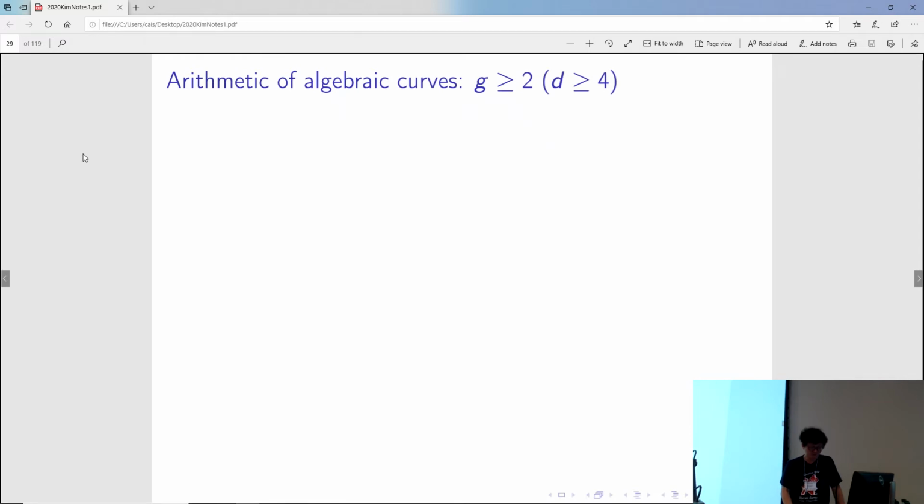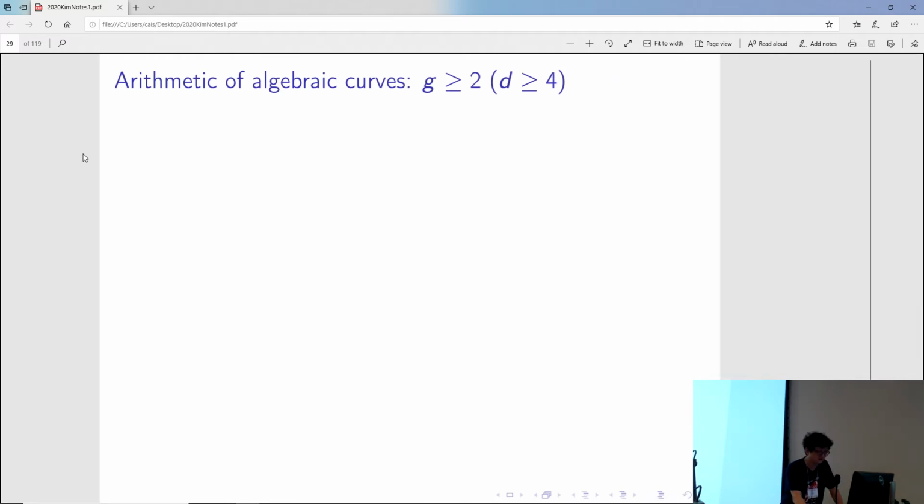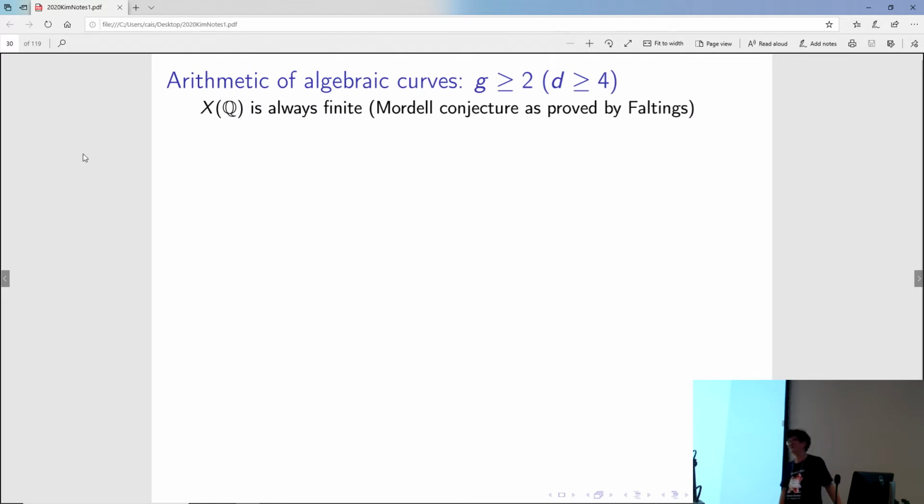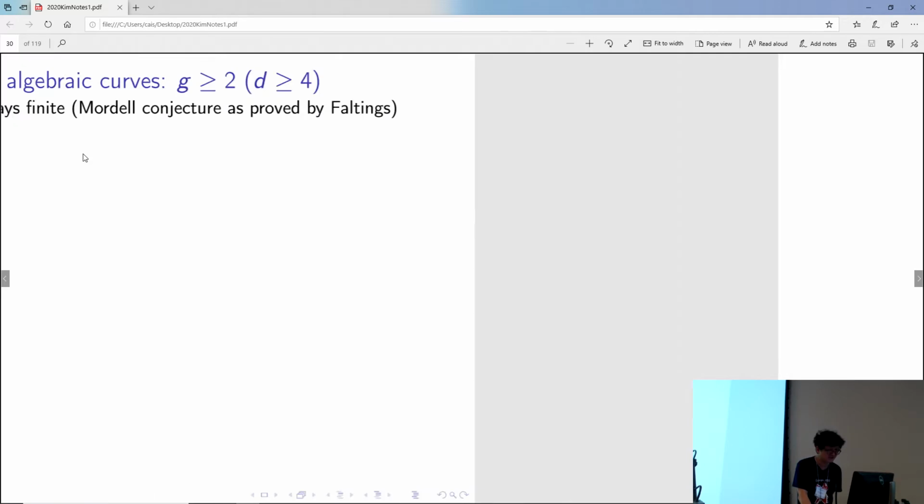But finally, let's move to the case which is the main topic of this workshop, namely the higher genus case. And as Bjorn reminded us, in that case, we know that the set of points is always finite. So how hard could it be? And the answer is that it's very hard. Finite sets are always the hardest objects in mathematics. So this is one of them.